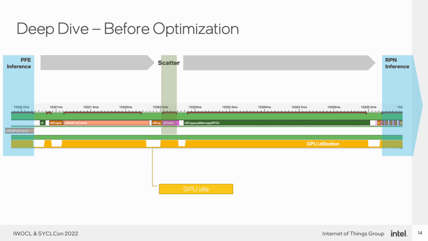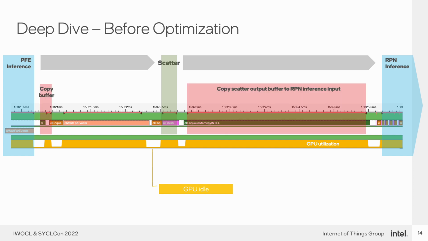As you can tell, there's quite a bit of time spent between these stages. There's some good opportunity for optimization. For example, on the right side, there's about 2.5 milliseconds spent in copying the scatter output buffer to inference input memory, and a smaller amount of time spent copying memory on the left side.